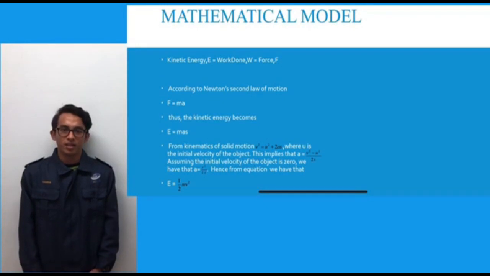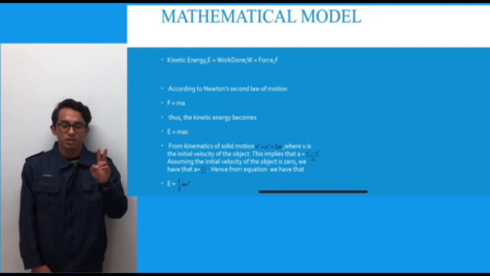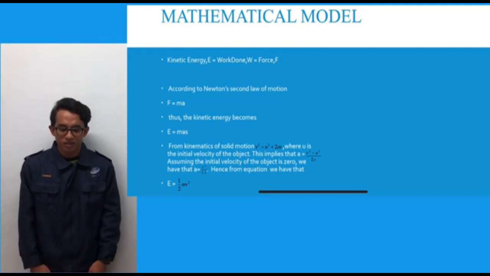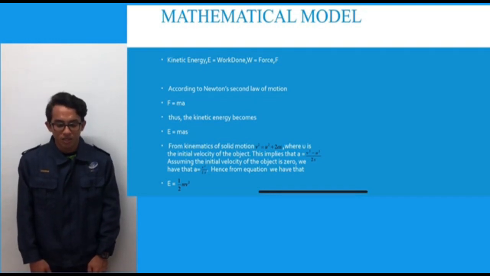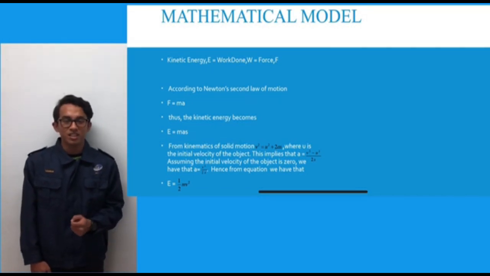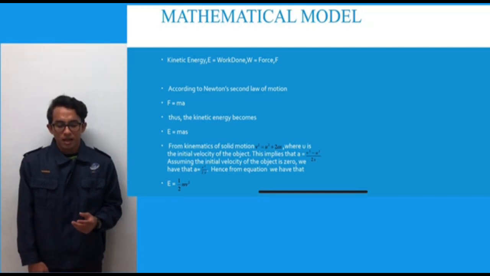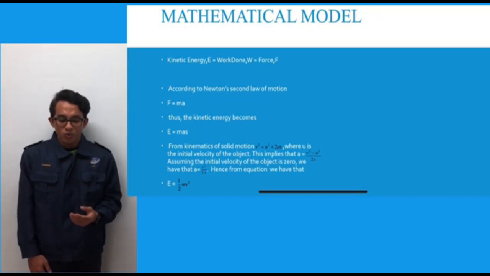Next, I would like to explain the basic mathematical model of the wind turbine. According to Newton's second law of motion, F is equal to mass times acceleration. Thus, the kinetic energy becomes E over m, area and speed. From the kinematics of solid motion, V squared is equal to U squared plus 2as, where U is the initial velocity of the object. Assuming the initial velocity of the object is 0, because the blade is not moving yet, we have that a is equal to V squared over 2s. Hence, from the equation, we have that E is equal to 1/2 mv squared.